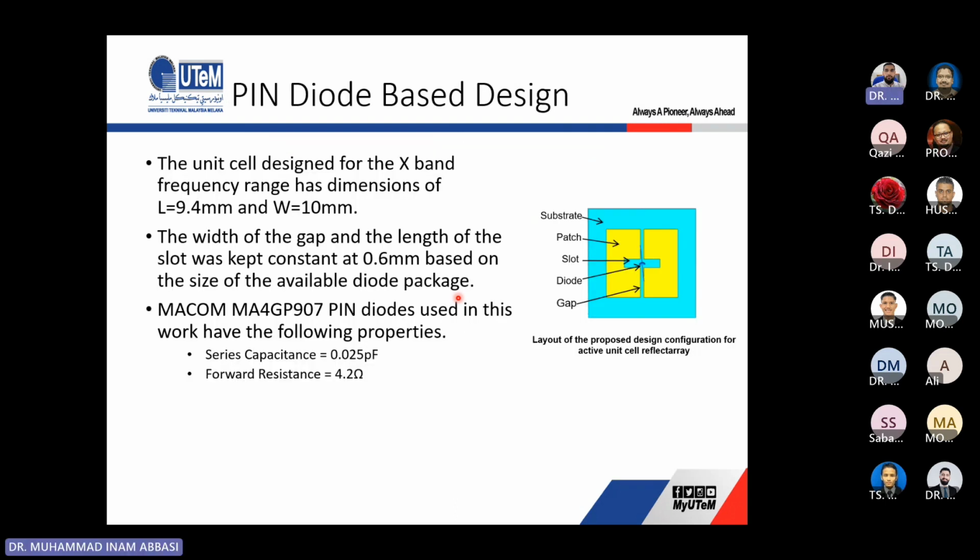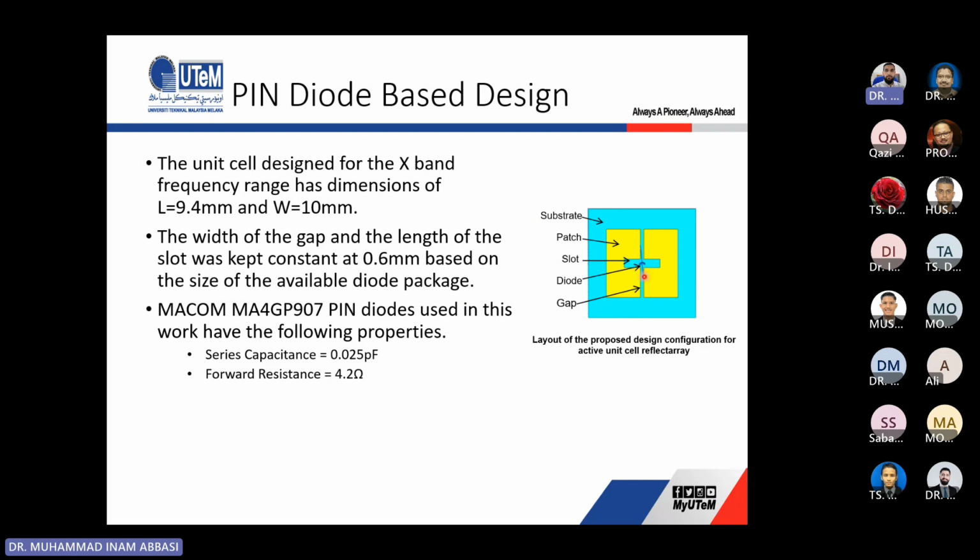Okay, so after the passive elements, we tried to design with the pin diodes based design for the switching. We used the MACOM MA4GP907 pin diode, which has series capacitance and series resistance as given, and then we just inserted the pin diode in the gap here.